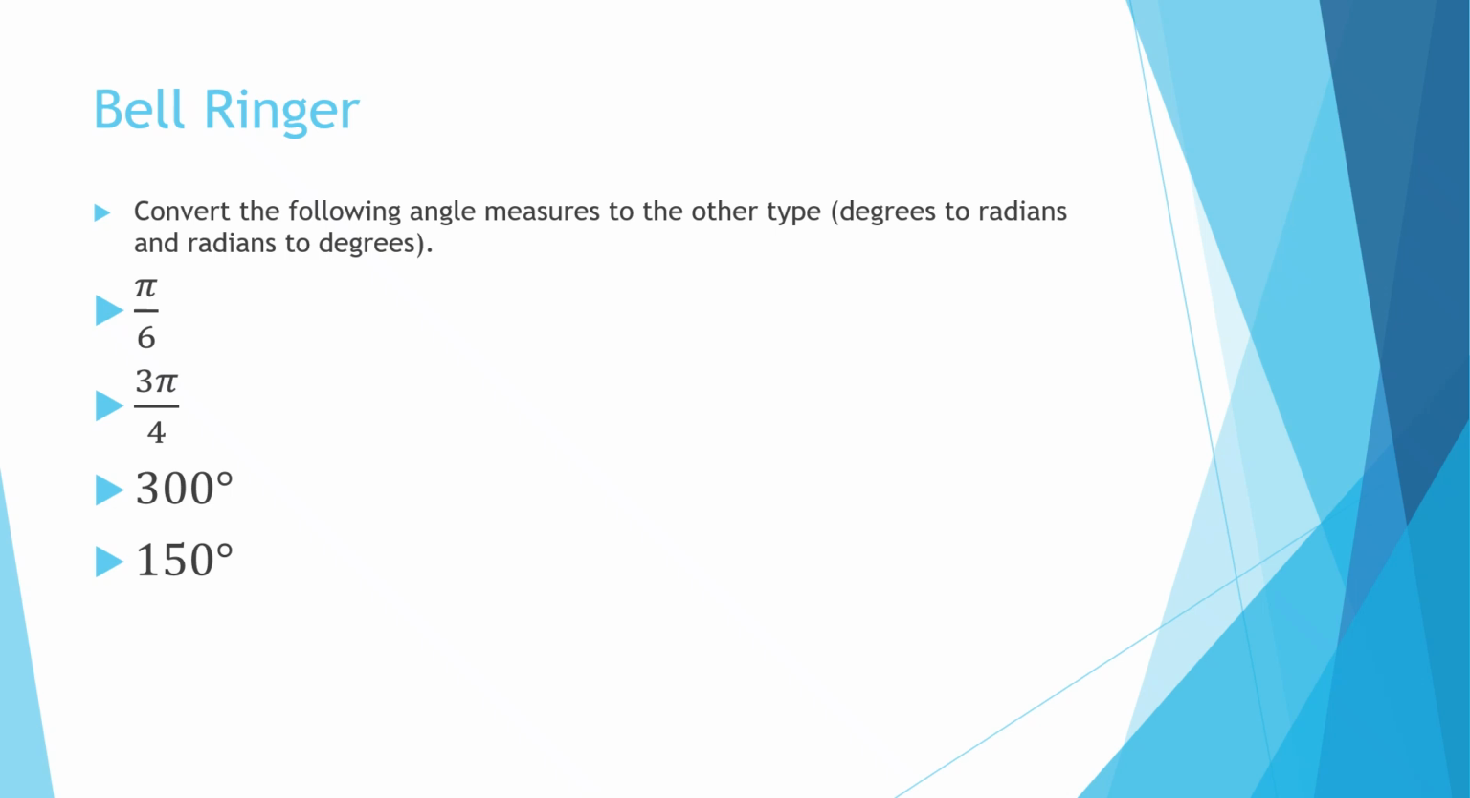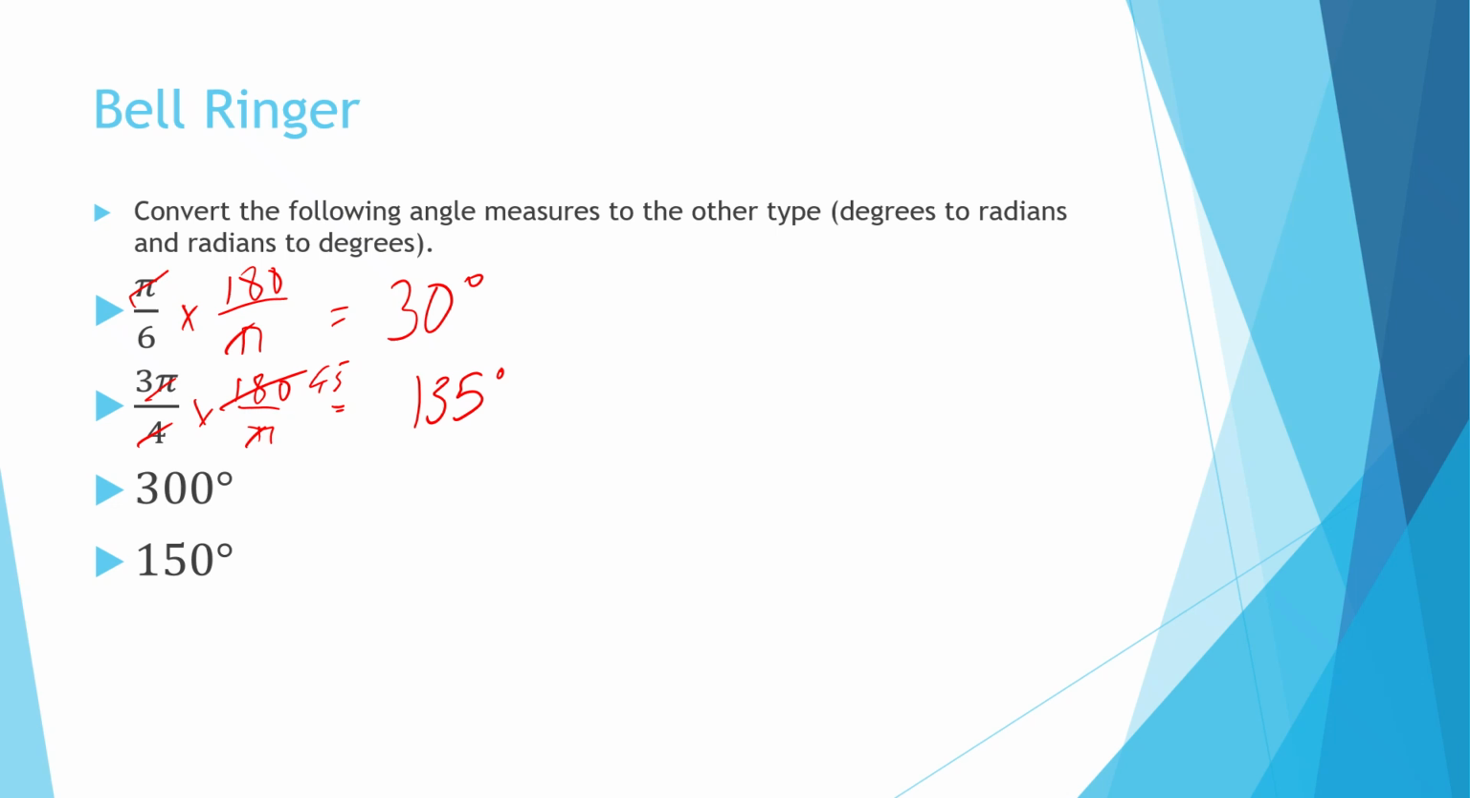For the first one, pi over 6, if we multiply this by 180 over pi, the pi's cancel out. 180 divided by 6 is 30, so 30 degrees would be that one. And then the next one, 3 pi over 4, if we multiply that by the same factor, 180 over pi, which is basically just multiplying it by 1, 180 divided by 4 is 45. So 3 times 45 is 135, and the pi's will also cancel out. So that should be our first two.